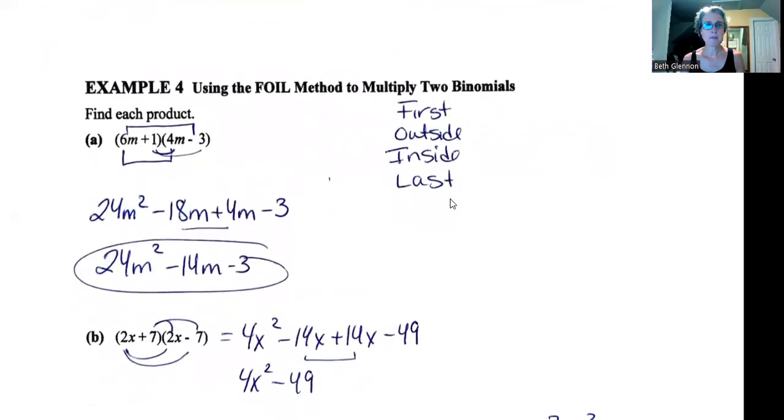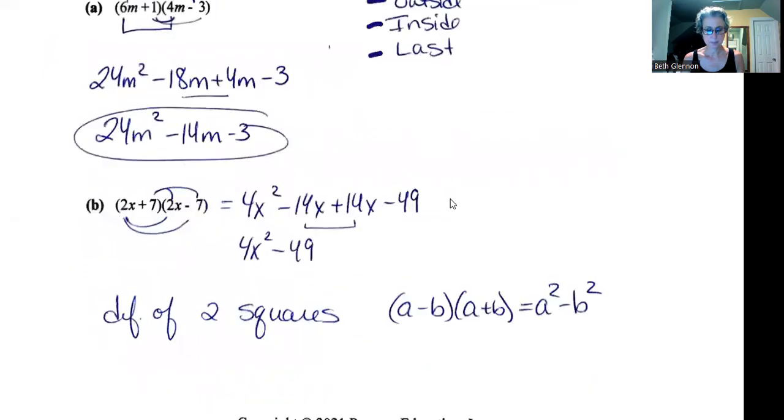We've spent a lot of time foiling before. Again, if you want to use my Punnett square, use the Punnett square. Remember, foiling is your first, your outside, your inside, and your last. You're going to multiply those terms together. So again, be very careful with that. Make sure you're adding your like terms.